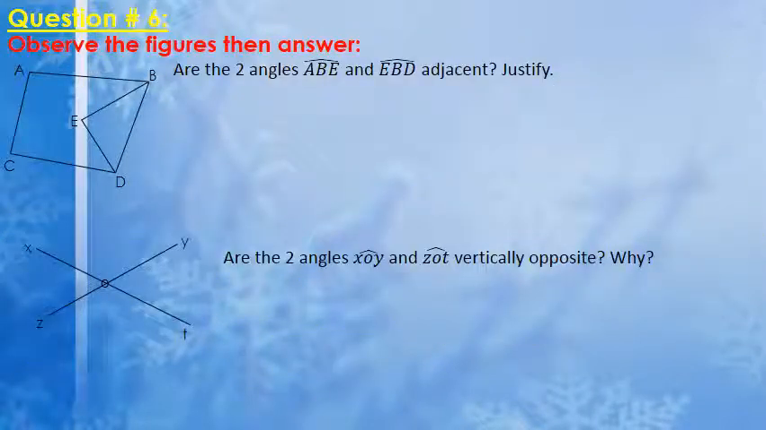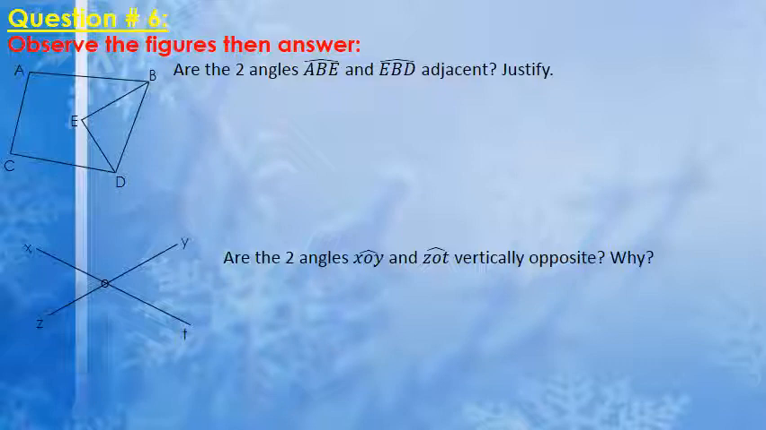Question number 6. Observe the figures, then answer. We are given this figure. Are the two angles ABE and EBD adjacent? We should justify. To know if two angles or a pair of angles are adjacent, we have three conditions.